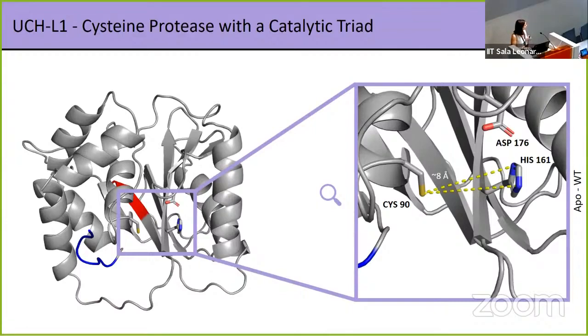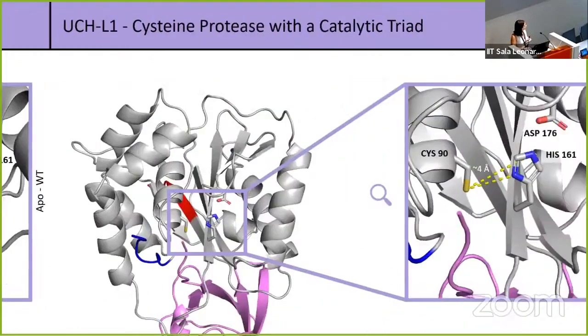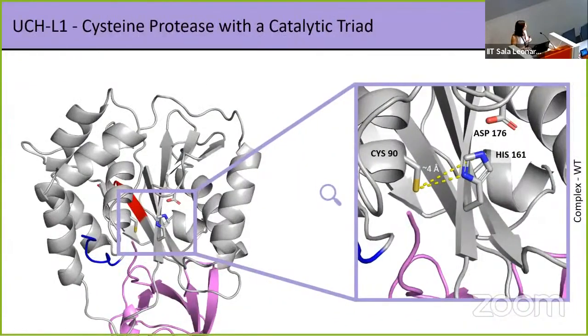However, when we go from the apo structure to the complex one, you can tell that our histidine actually shifts a bit and it's way closer to the cysteine. And actually, in this case, we have an active catalytic triad. And having this in mind, we can clearly tell that it's the connection or the binding to ubiquitin that actually promotes the activation of our protein.